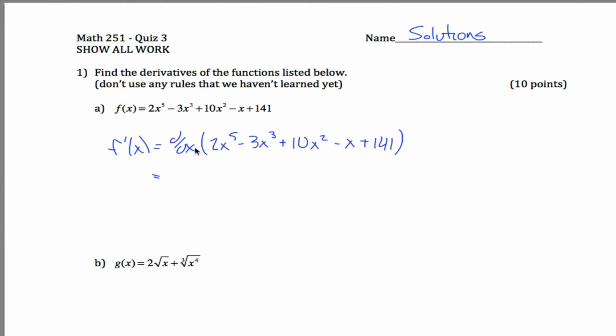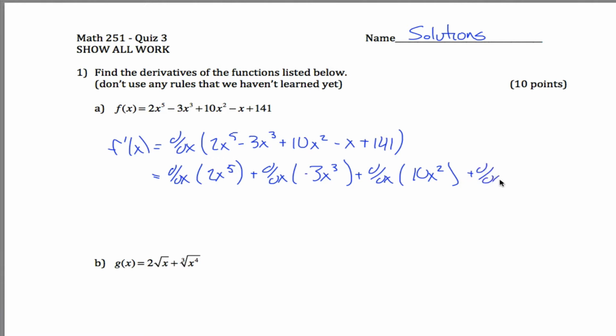Maybe this is helpful for somebody. So you're taking the derivative of a bunch of stuff added up together. Instead, take the derivative of each of those individual things and add up all those derivatives.